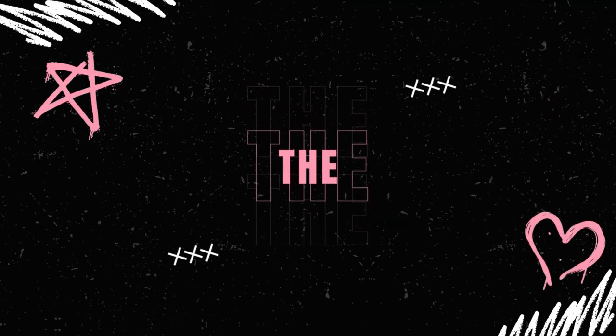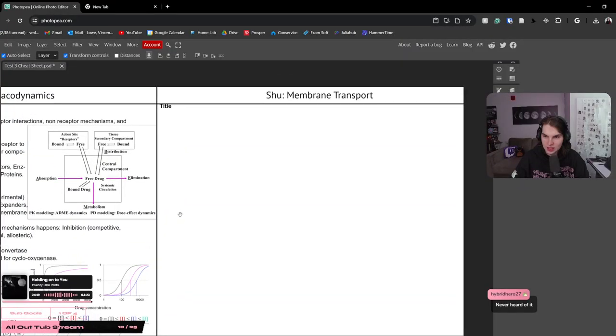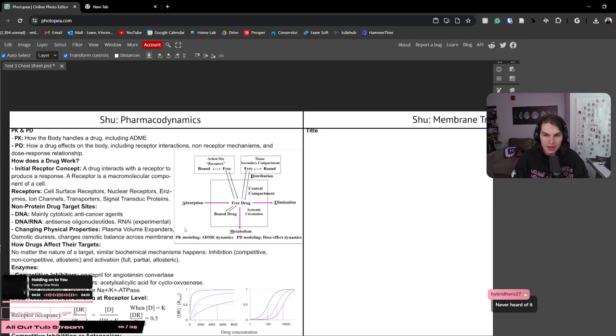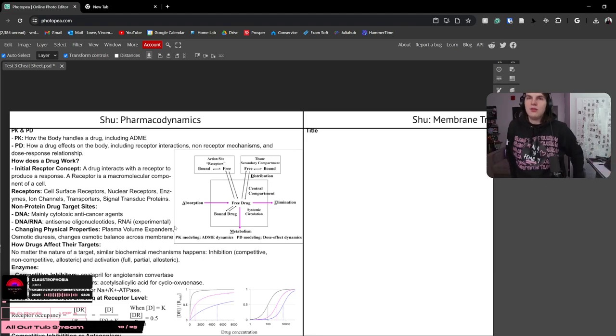But let's switch over to the cheat sheet, chat. I've already started and finished the pharmacodynamic section, which is essentially how the drug affects the body. There's two main factors in PK-PD work. PK is pharmacokinetics, which is how the body handles the drug. So it's absorption, metabolism, excretion, and distribution. The PD part is essentially how the drug affects the body.